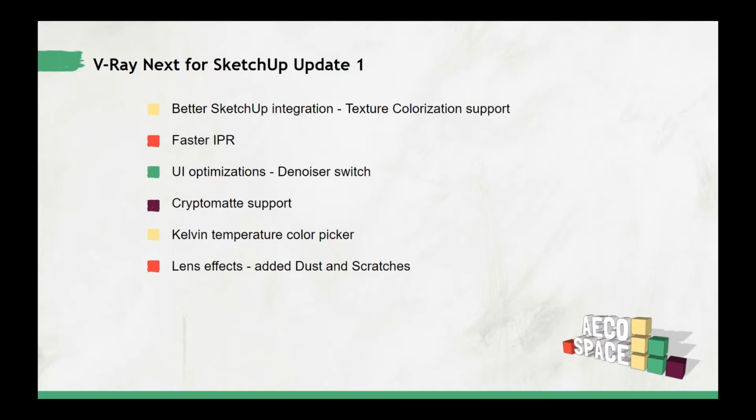Then we have Cryptomatte support for those of you who want to have advanced compositing with automatic IDs for every object in the scene. We have something that I've been desiring for such a long time, which is a Kelvin temperature color picker, especially useful for white balance modifications and light modifications. And we have additional post-production effects with lens effects, added dust and scratches for creating more realistic renders.